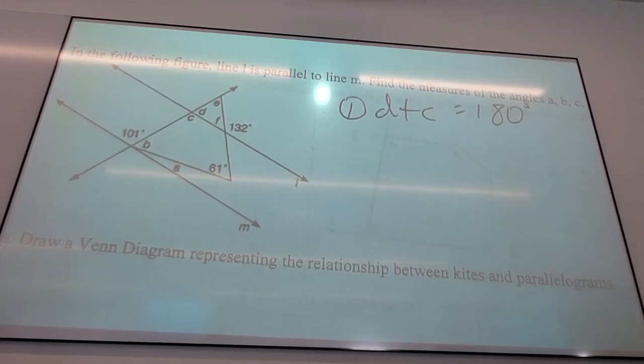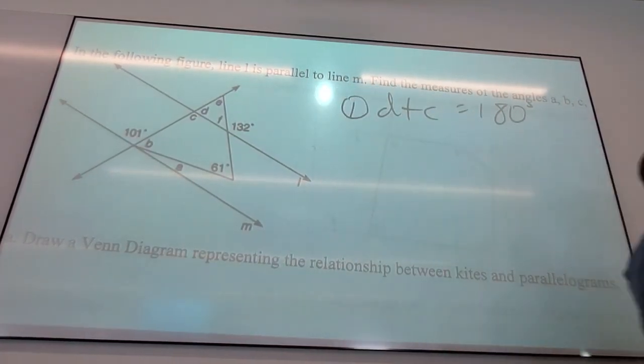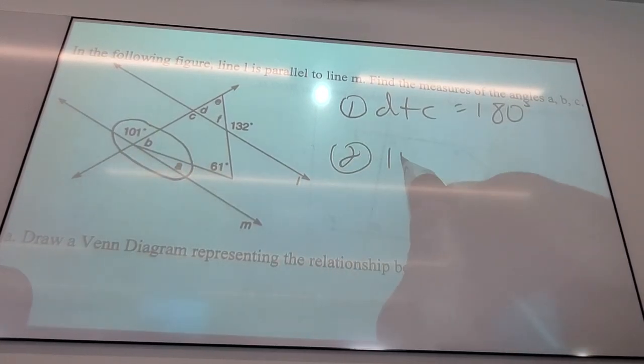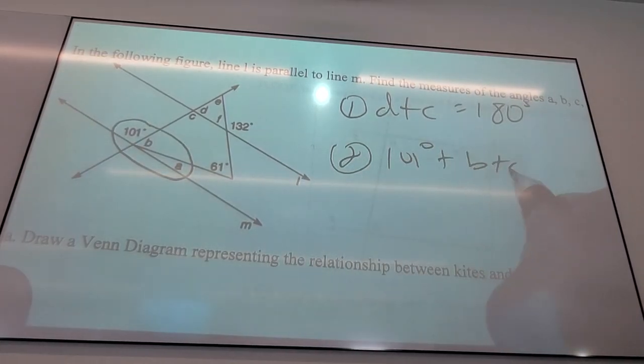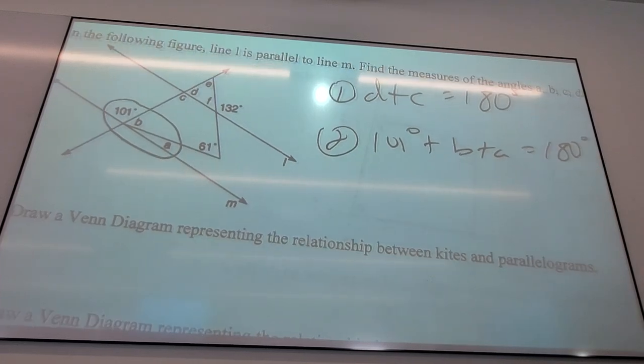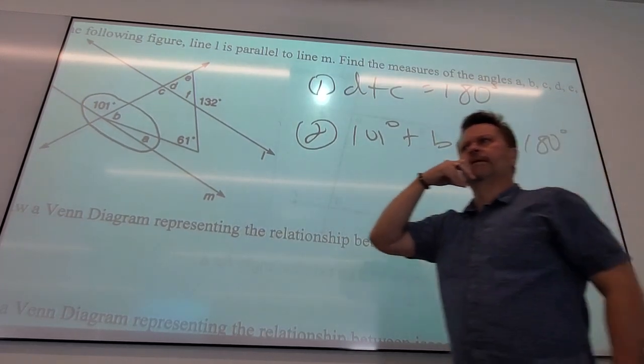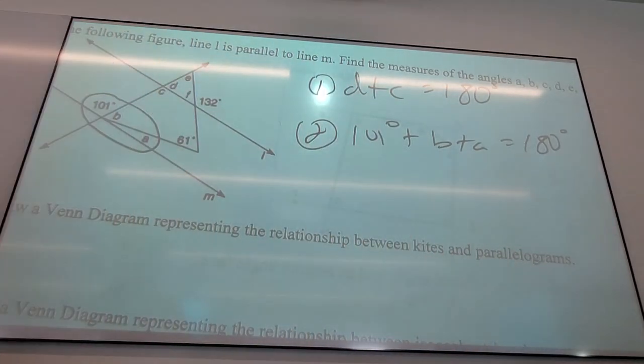What must B plus A be? For example, what do these 3 angles have to do? So 101 plus B plus A must be 180, correct? So can't you figure out what must be true about B plus A? Is everybody cool with what I'm doing right now?